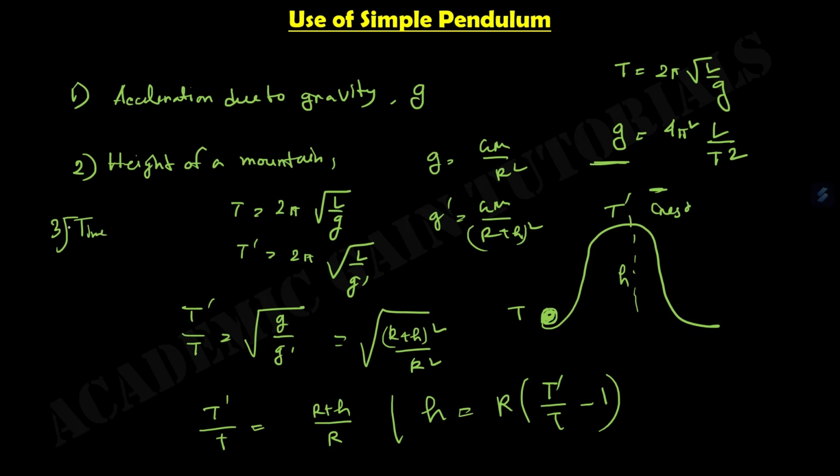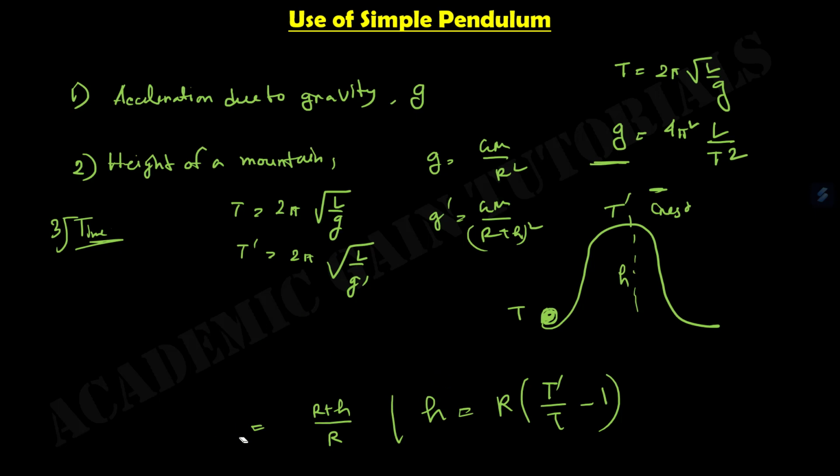We can make a simple pendulum which can calculate time. So we can make a simple pendulum, and we can calculate the time of our clock. We can make a clock with this simple pendulum. Okay, so I hope you understand the use cases of simple pendulum.